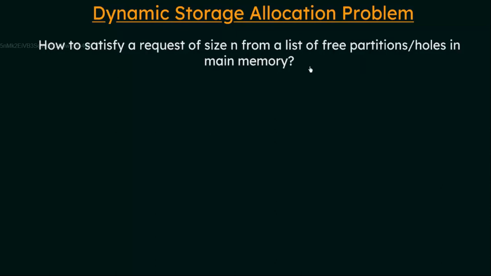As a solution to this problem, we have three approaches. The first one is called first fit, the second is called best fit, and the third is called worst fit. We will see the approaches one by one and try to understand how memory partitions are allocated to different processes in these three approaches. All right, let's start with the first one.